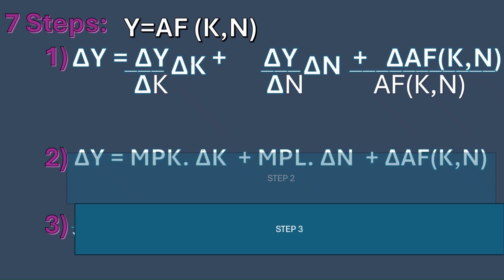Then step 2. So here we're going to say Y equals, notice this part of the equation will transform to MPK, the marginal product of capital. And this part here, Y divided by N, is going to transform to MPL, which is your marginal product of labor. Notice your N and your K will remain the same. And the bottom part of AFKN will fall off, and you're just left with your numerator.